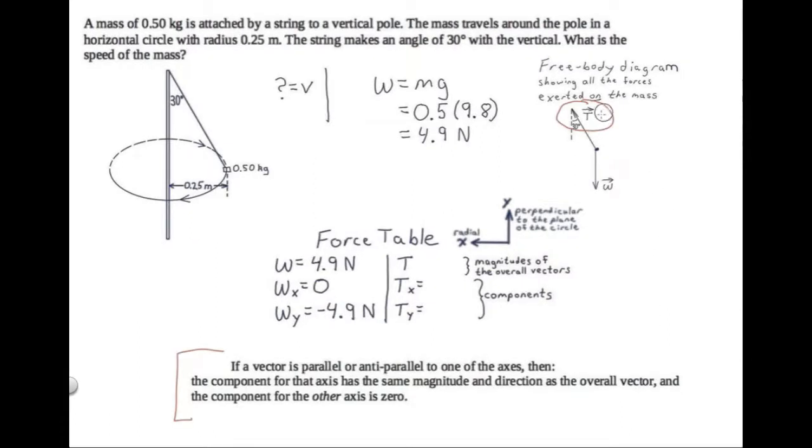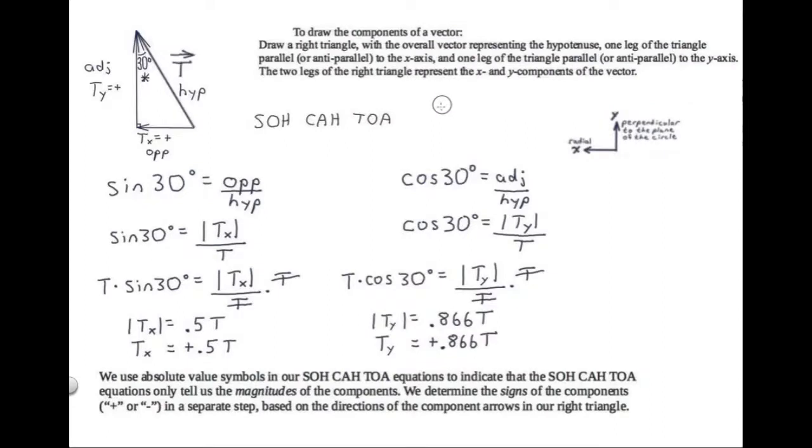Now, the tension force is neither parallel nor anti-parallel to either of our axes. So we can't use this rule to break the tension force into components. Instead, we're going to have to draw a separate right triangle and use the SOHCAHTOA process to break the tension force into components. Here's the process for breaking the tension force into components. Of course, if you thought it was easy to break this force into components, you could use the table of contents to skip ahead to the next part of the video.